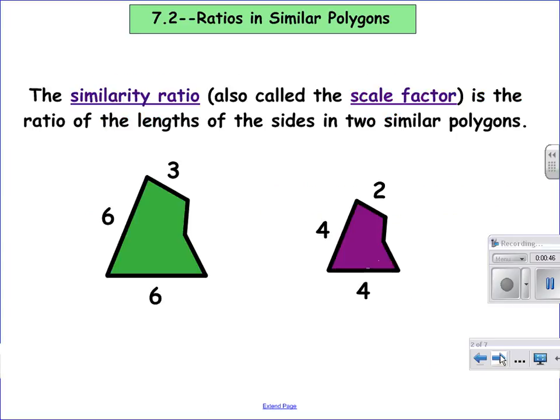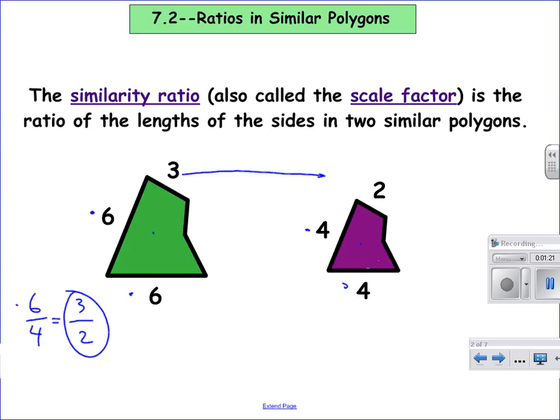All right, so these two figures here, the green figure and the purple figure. If you look here, I'm going to go from the big figure to the small figure. 3 to 2, is that the ratio the same as 6 to 4? Well, let's see. 3 to 2 is in simplest terms, so let's look at 6 to 4. Can I simplify that? Yes, 3 goes into 6 twice, 2 goes into 6 three times, 2 goes into 4 twice. So all three of those basically have a 3 to 2 ratio.